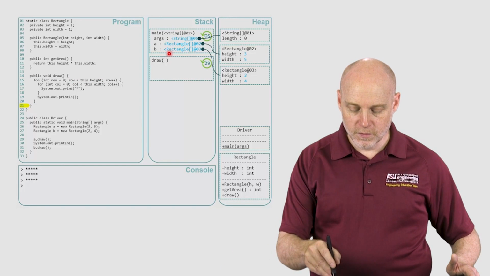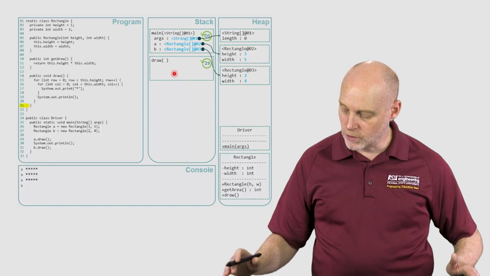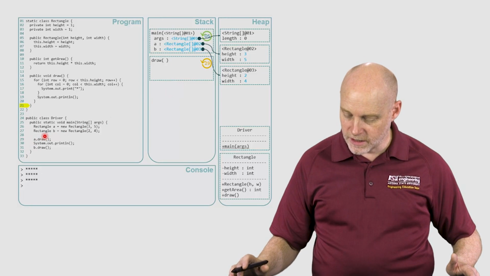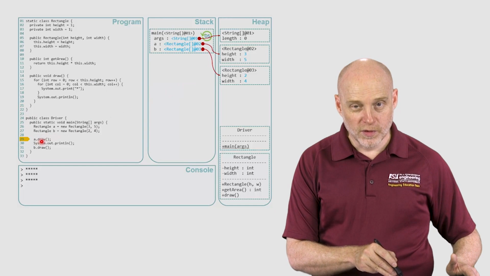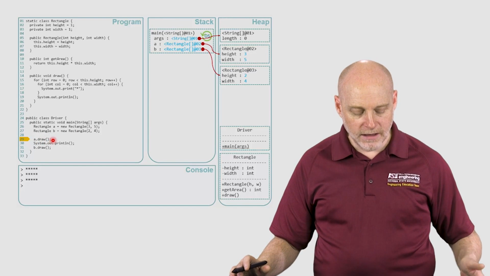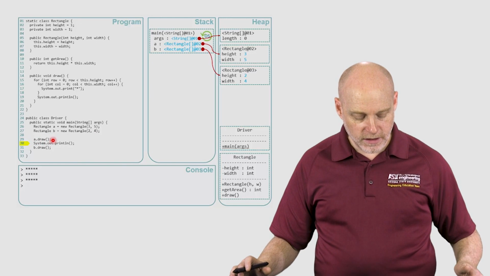The method returns. We clean up the stack frame by removing the local variables. We note the return point. We're going to be returning to line 29. We remove the stack frame and we return control to line 29. And that call to a.draw is complete.